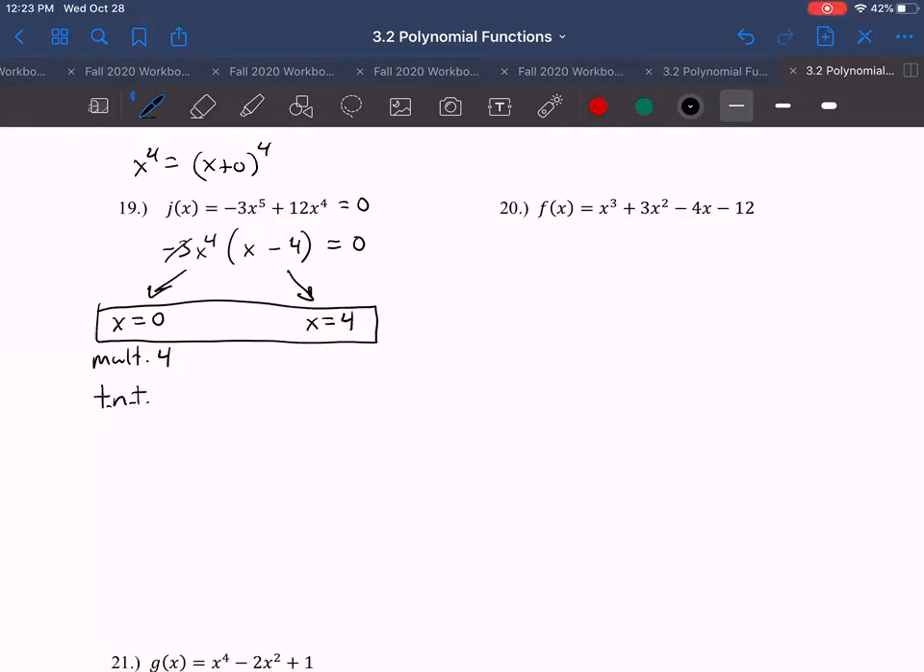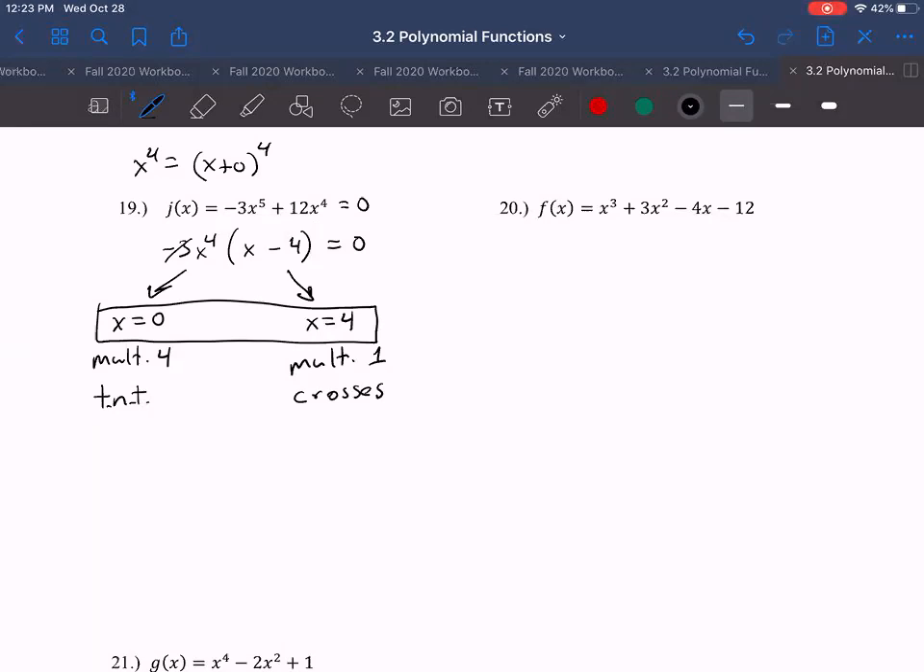For x equals 4, that has a multiplicity of 1, because this exponent up here is a 1. That tells me it's odd, and therefore it crosses the x-axis at x equals 4. All right, so there's that one.